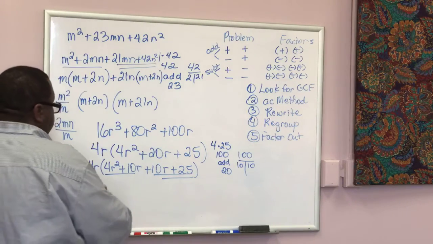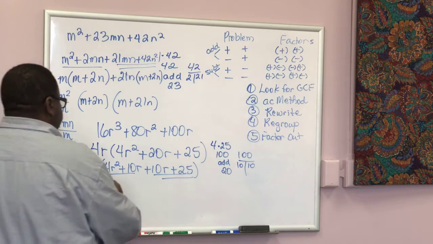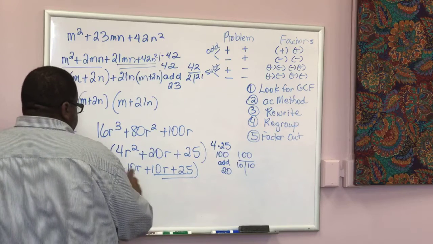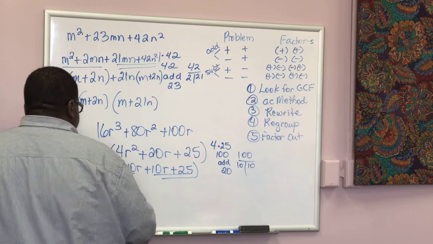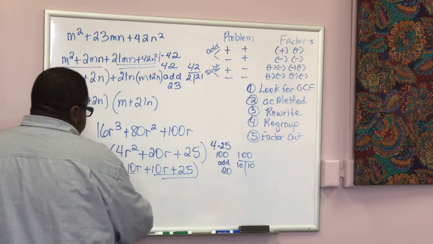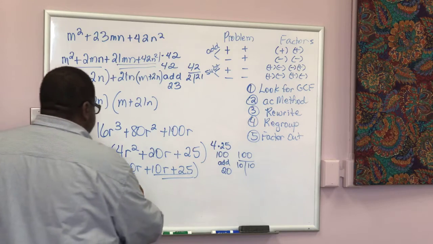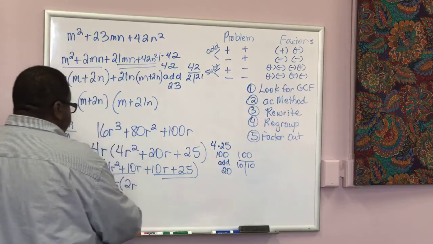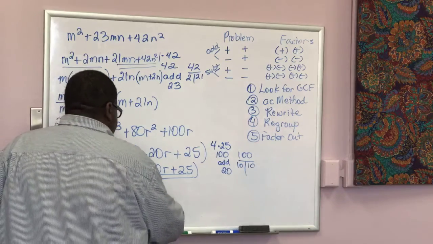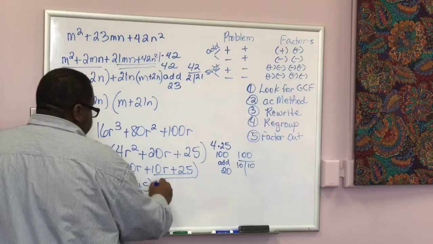Okay? So what do 4 and 10 have in common? A 2. What does R squared? They're both sharing the same variable R, so we're going to take out the R. Okay? And now we do what? Divide. What's 4R squared divided by 2R? 2R. What's 10R divided by 2R? 5. All right, wherever this sign is in the middle, you bring that sign down.